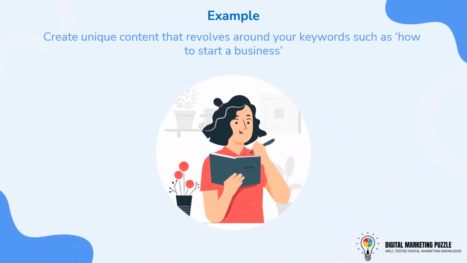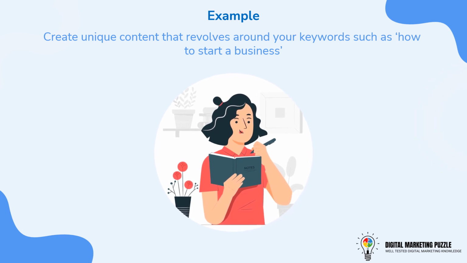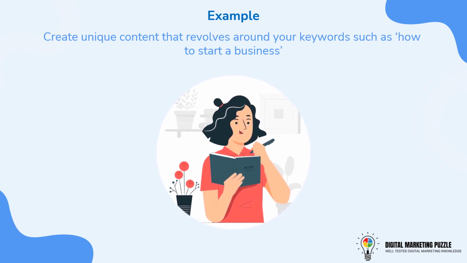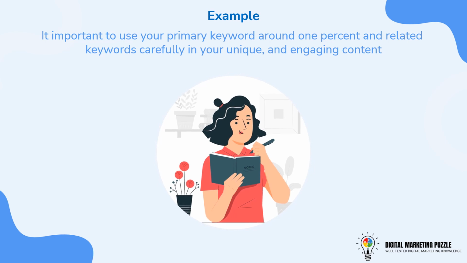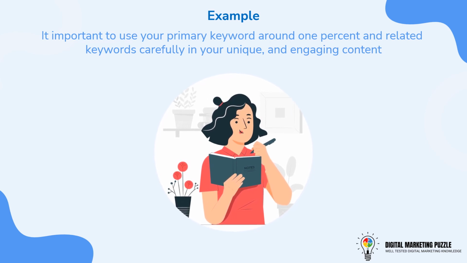Example. Create unique content that revolves around your keywords, such as how to start a business. It's important to use your primary keyword around 1% and related keywords carefully in your unique and engaging content.